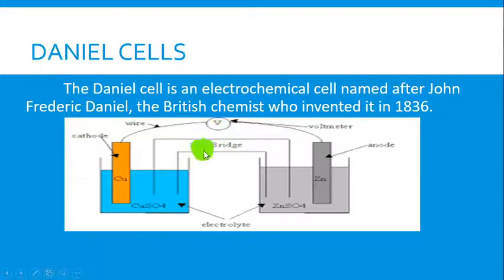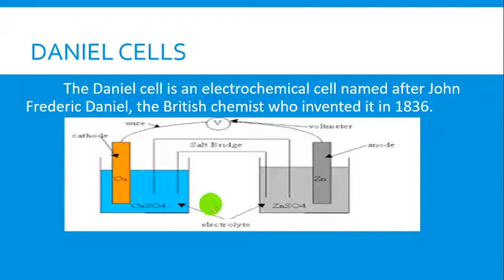The purpose of it is that the size of current produced in the Daniell cell is very small. That's why we make use of a galvanometer, which can detect a very small amount of current, to test or to detect the size of current produced in these Daniell cells.